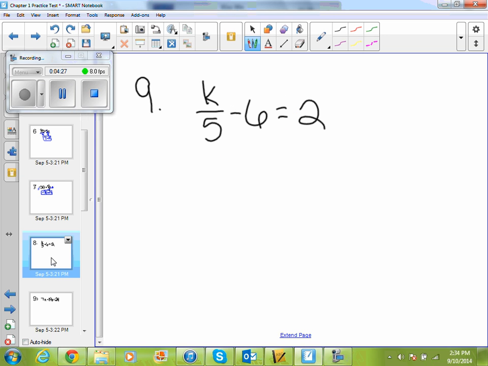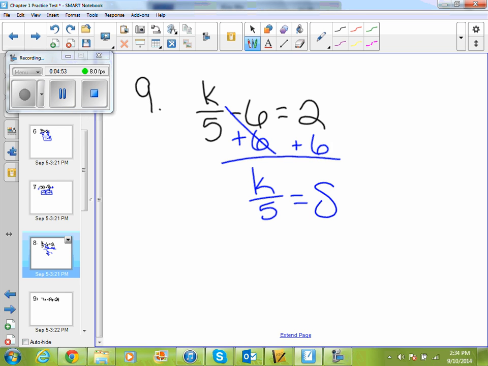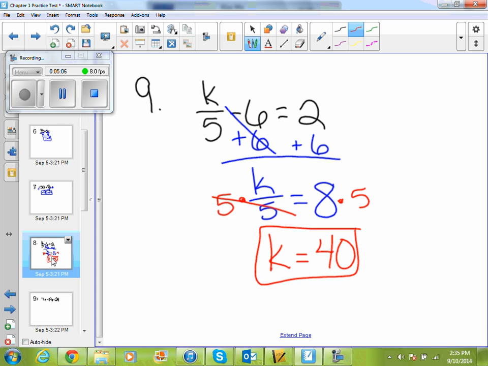Alright. If we look at number 9, number 9 is our first 2-step equation problem. So we get k over 5 minus 6 equals 2. What's my first step? Add 6. So I'm going to add 6 to both sides. So then I get k over 5 equals, what's 2 plus 6? 8. Now I multiply it by 5 on both sides. Those 5's cancel. What's 8 times 5? 40. So K would equal 40.